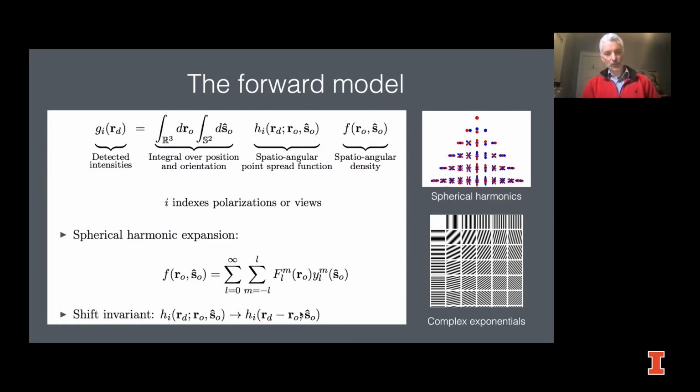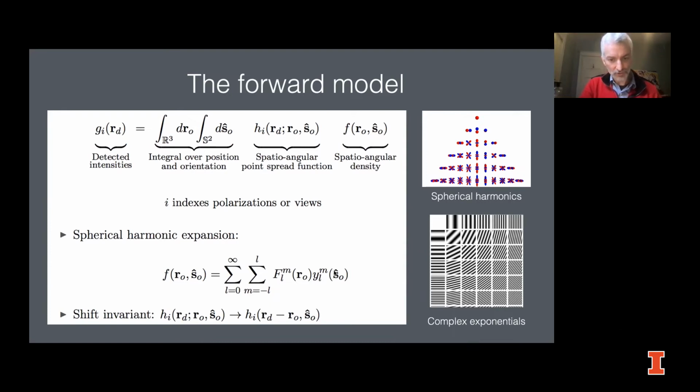Okay, and so with our microscope being shift invariant, that again brings up the complex exponentials as a natural basis to move into for the spatial part of the problem. For the angular part of the problem, the right basis to go into to make things simpler is the basis of spherical harmonics, which is a basis for functions on the sphere.